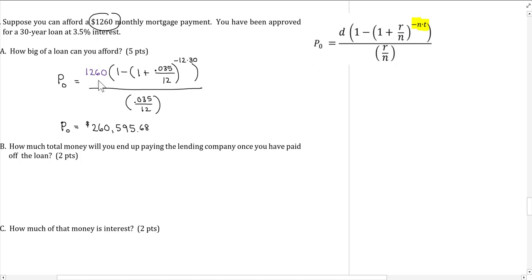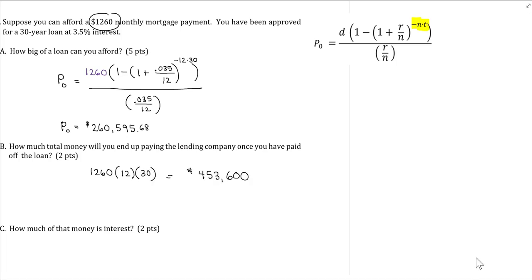How much total will you end up paying the lending company once you've paid off the loan? Well, my payments were going to be $1,260, and then I'm going to pay that 12 times a year for 30 years. Or $453,600 paid to the loan or lending company.